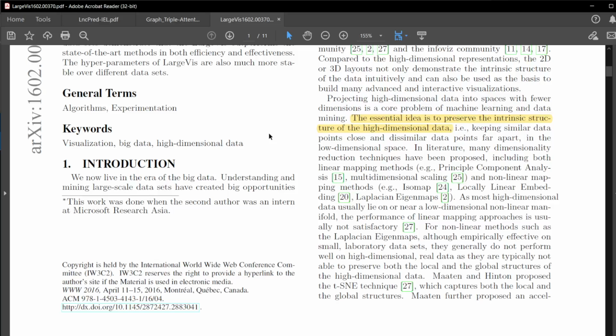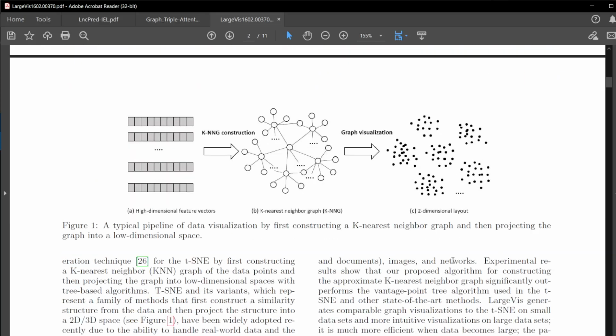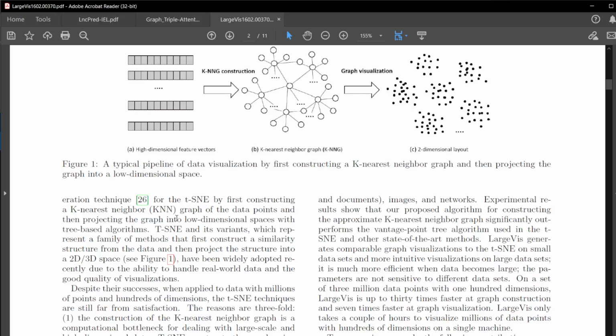Van der Maaten further proposed an acceleration technique for t-SNE by first constructing a k-nearest neighbor, KNN, graph of the data points and then projecting the graph into low-dimensional spaces with tree-based algorithms. Figure 1: a typical pipeline of data visualization by first constructing a k-nearest neighbor graph and then projecting the graph into a low-dimensional space.